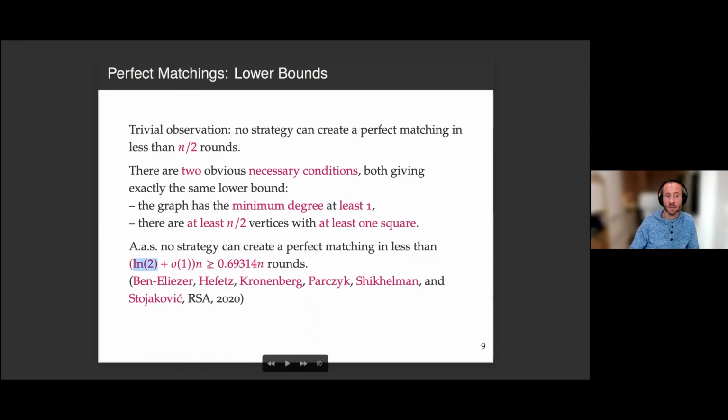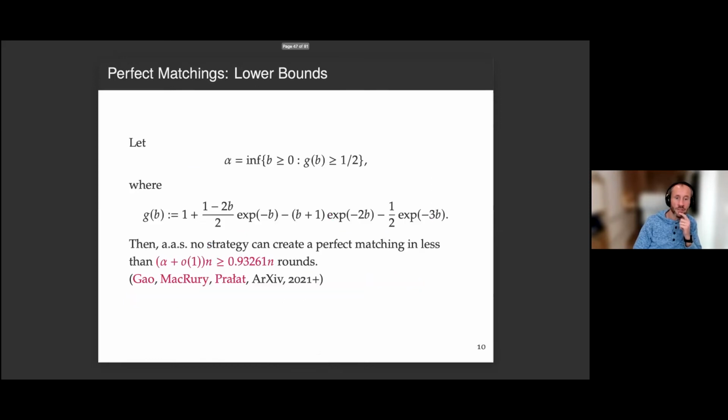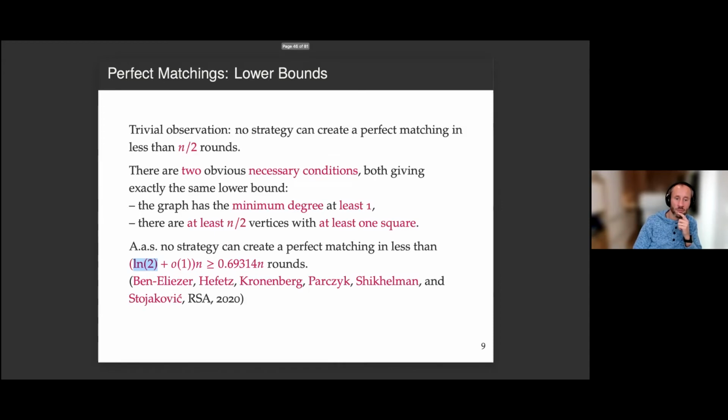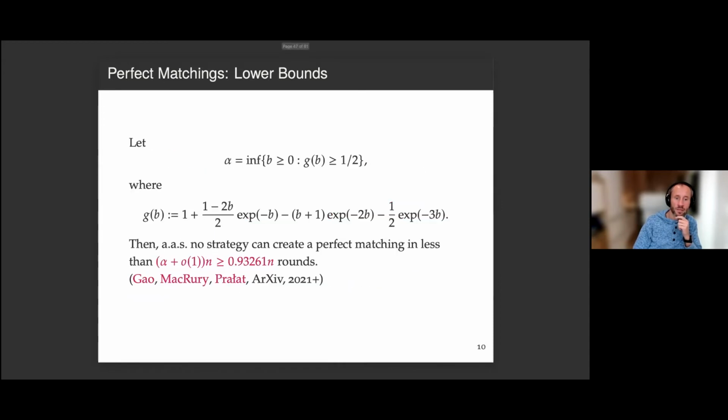Log base 2 n is how long it takes to kill all isolated nodes. So both arguments give the same lower bound. So yeah, that was observed by these guys, and we also improved that lower bound from 0.69 to 0.93.